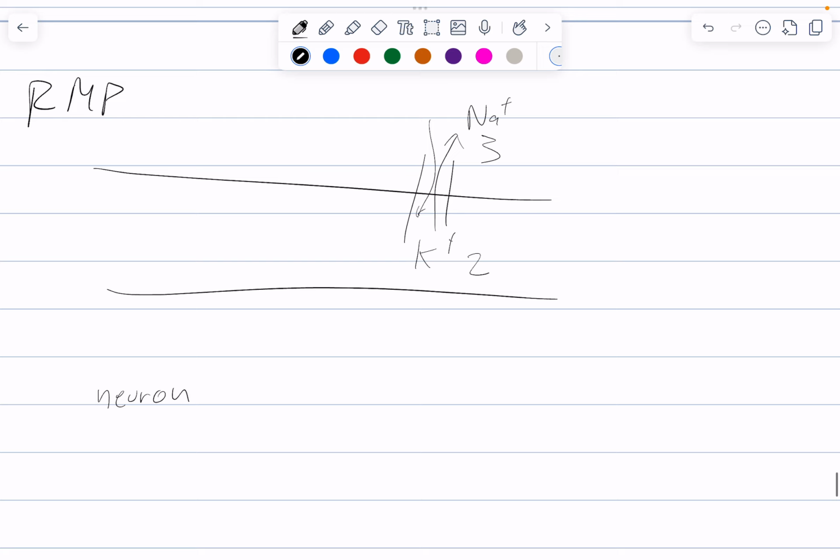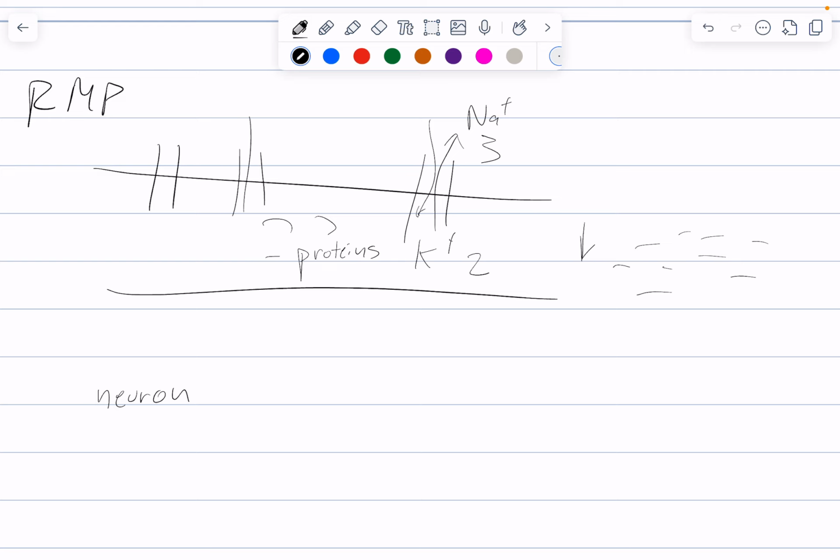There's also negative charged proteins that also help to bring down the electricity of the cell, make it more negative.